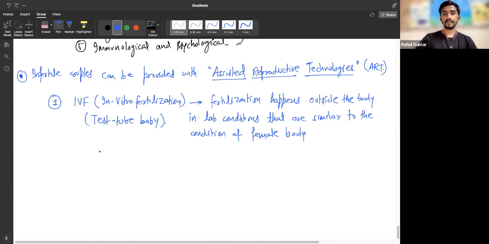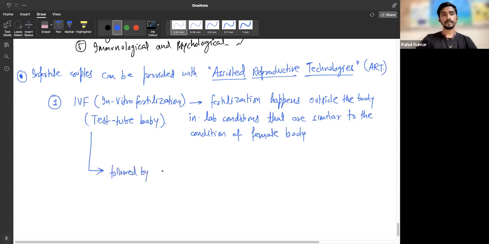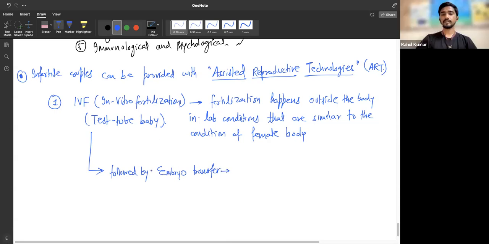But IVF has always been followed. So just doing IVF is not enough, right? After doing IVF, you have to transfer that fertilized embryo. So write down, it is followed by embryo transfer, ET.